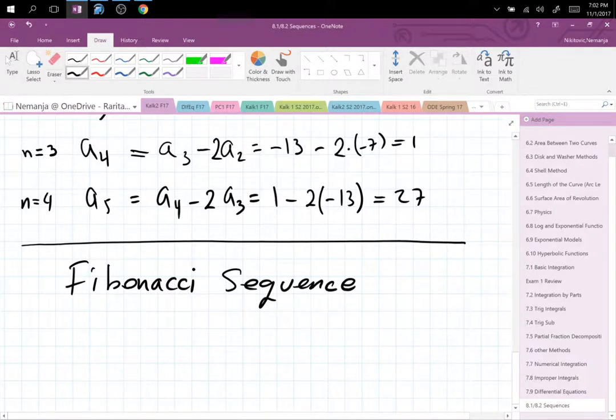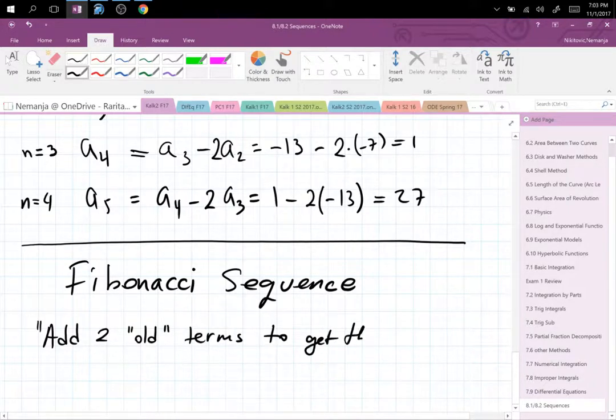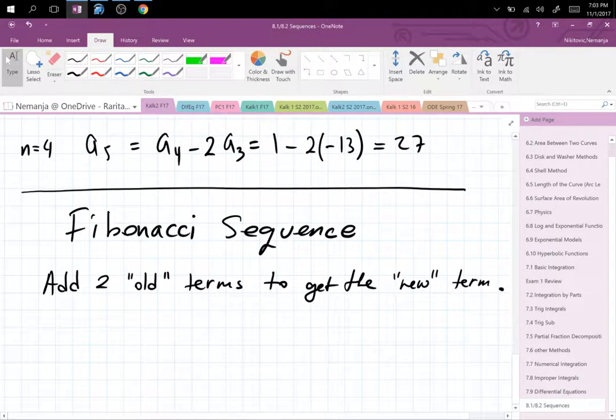So the rule is that you have to add two old terms to create a new term. So add two old terms to get the new term. And we start with A0 equals 1 and A1 equals 1.